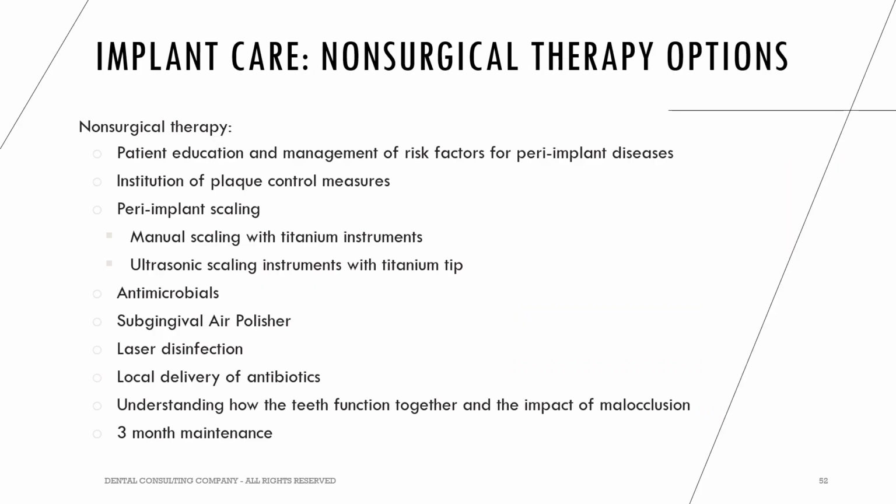Here are some non-surgical options for caring for implants. These include patient education and management of risk factors for peri-implant diseases, incorporating plaque control measures, peri-implant scaling, either with manual instruments that are made out of titanium or ultrasonic scaling instruments with a titanium tip, antimicrobials, subgingival air polisher, laser disinfection, local delivery of antibiotics, understanding malocclusion and how teeth function together, and also making sure that patients adhere to a 3-month perio maintenance.